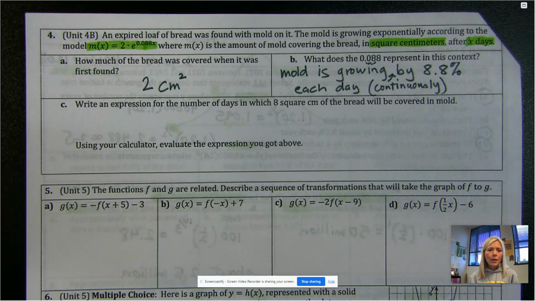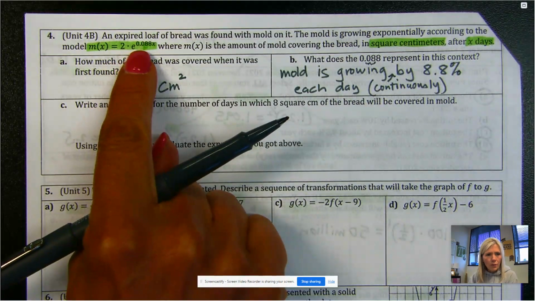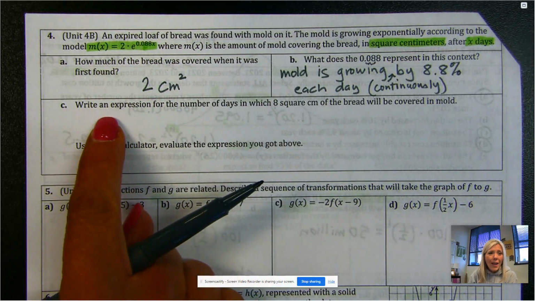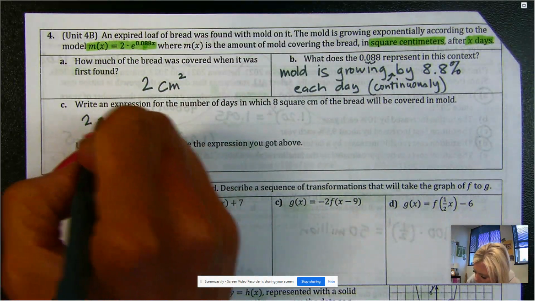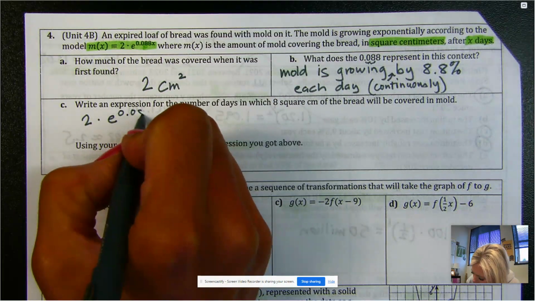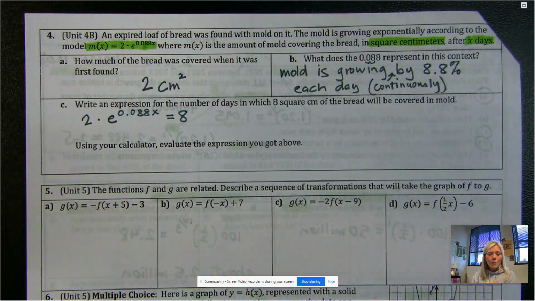Write an expression for the number of days in which 8 square centimeters of bread will be covered in mold. Okay, so I can't start with that as an expression because I have to solve it. So I'm going to take the 2 times e to the 0.088x equals 8. But then actually to answer this question, I have to solve for x. Okay? So we start with 2 times e to the 0.088x equals 8. And then we solve it like we did all the problems on the page before.